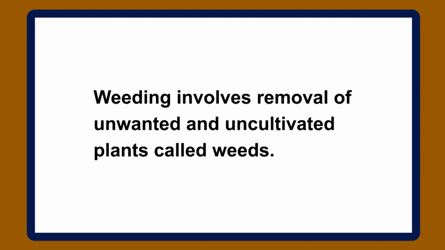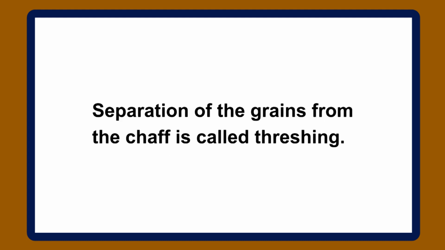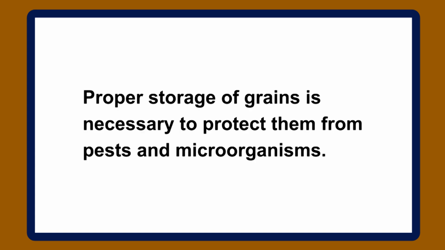Weeding involves removal of unwanted and uncultivated plants called weeds. Harvesting is cutting of a mature crop manually or by machines. Separation of grains from chaff is called threshing. Proper storage of grains is necessary to protect them from pests and microorganisms.